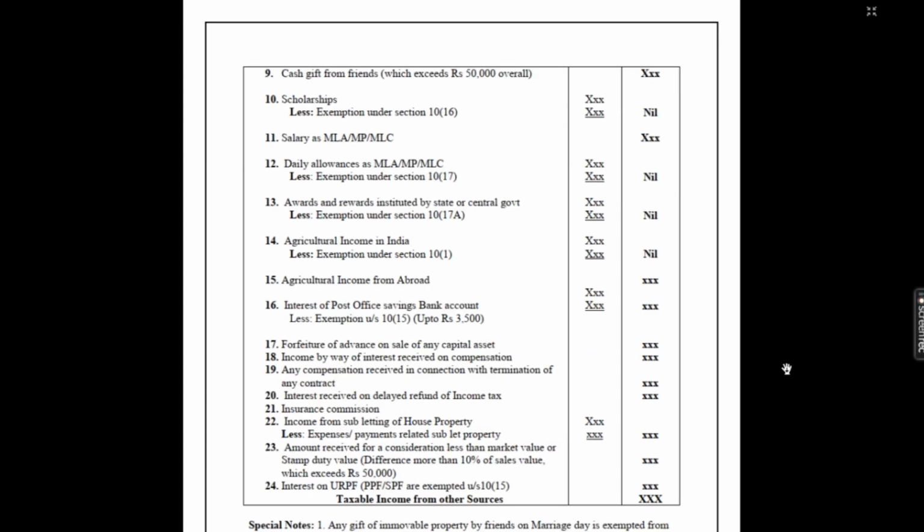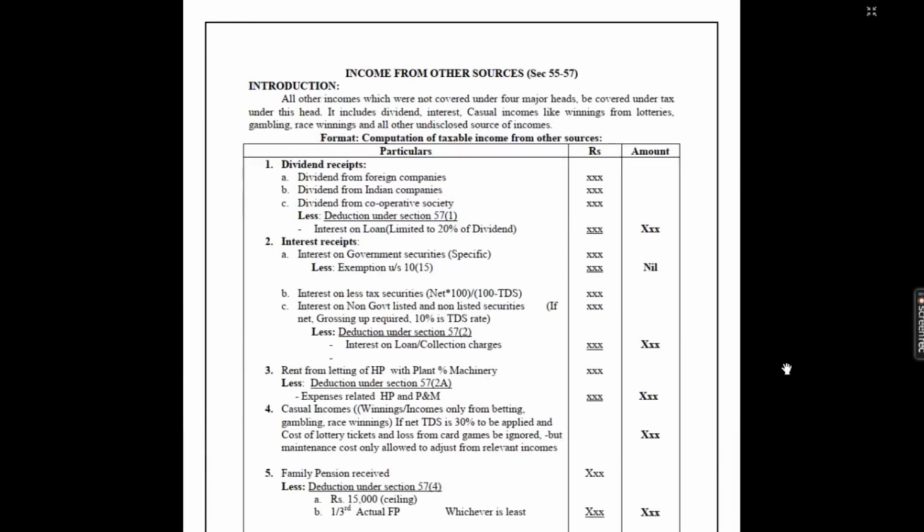Income from Other Sources, Sections 55 to 57 of the IT Act deals with it. First, the introduction. All other incomes which were not covered under the four major heads will be taxed under this head. This head includes dividend income, interest income, casual incomes like winnings from lotteries, gambling, race winnings, and other undisclosed sources of income.